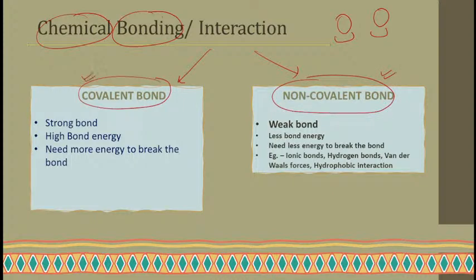What are covalent bonds? Simply speaking, there are two classifications or categories. First is the covalent bond. It is a strong bond and it requires very high bond energy. Now what is a bond energy? Let's understand that.